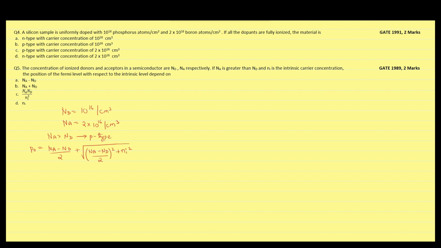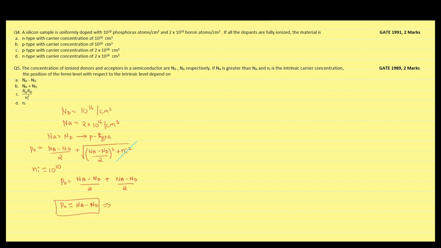You should know that intrinsic carrier concentration is of the order of 10 raised to the power 10. Therefore, in the under root term, we can ignore Ni square. It will give the hole concentration to be equal to (Na minus Nd) divided by 2 plus (Na minus Nd) divided by 2. So we can say that the hole concentration will be approximately equal to Na minus Nd.